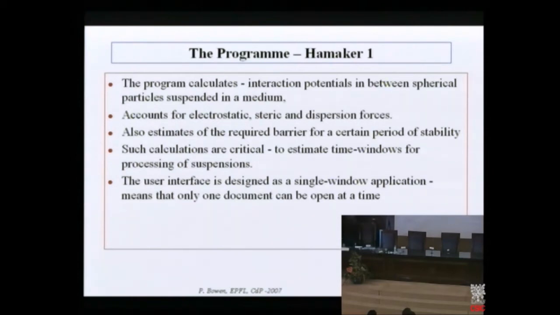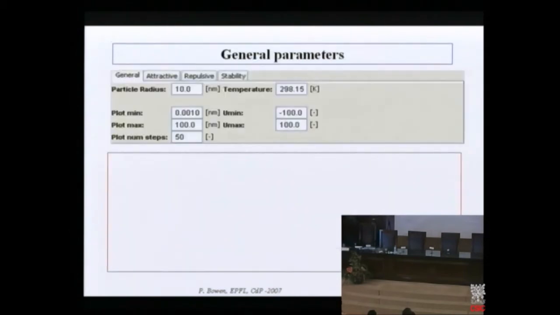I'm going to show you Hamaker 1. It's still available on the website. Hamaker 2 is also available, but I'll go through Hamaker 1. It's a little bit simpler to present. You need a Java environment on your computer. The general parameters are particle radius.